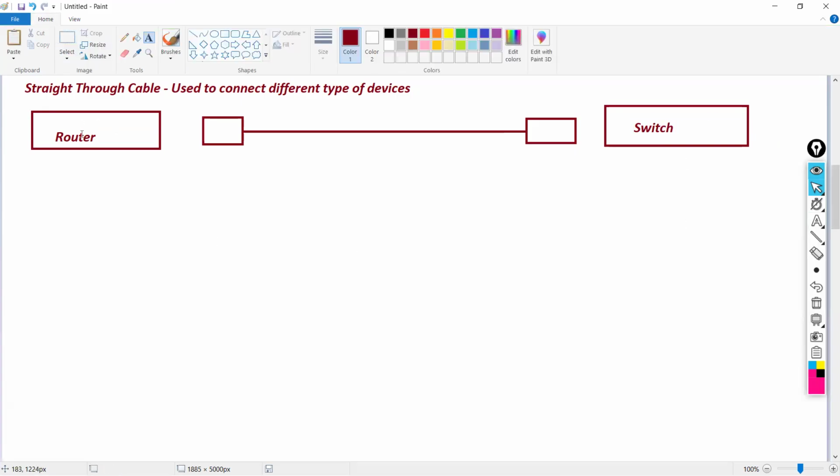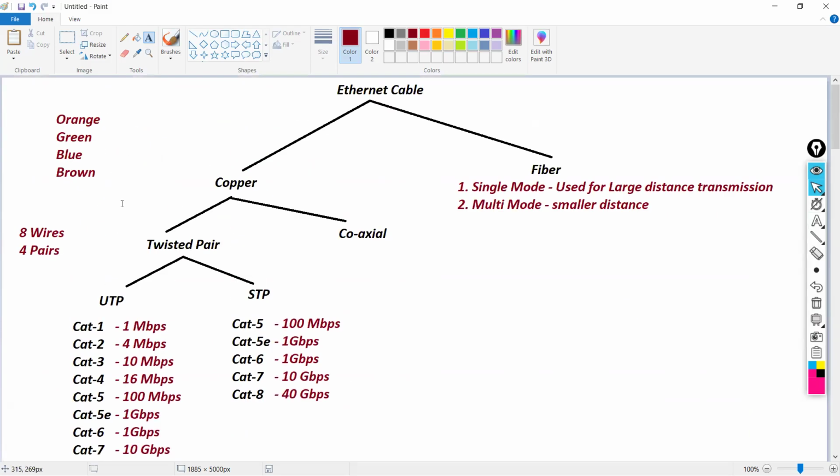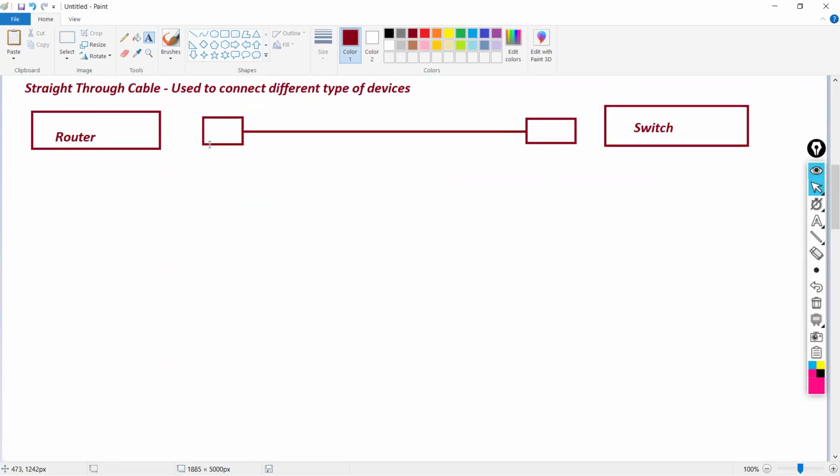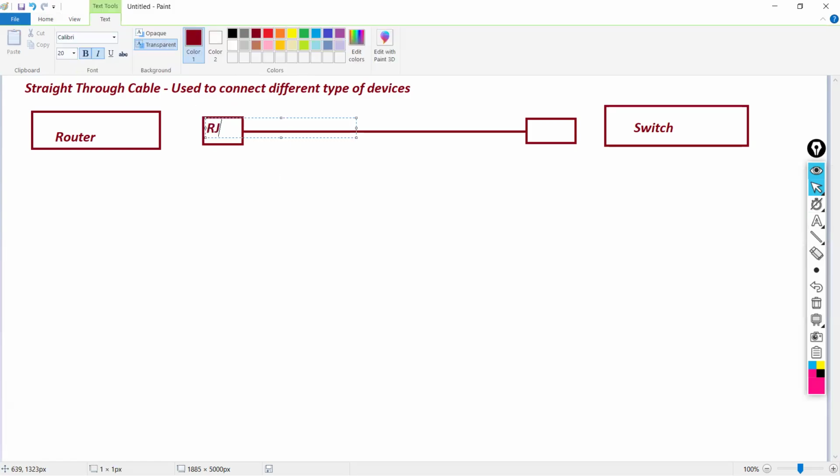So in the router and switch, there is an arrangement of pins. They will decide that this is the pin on which I will accept information, and these are the pins on which I will be transmitting information. Since in Ethernet we are using twisted pair cables, how many wires will be there? 8 wires. So in this connector, how many pins will be there? 8 pins. What is this connector? RJ45. Same way, this side also RJ45.